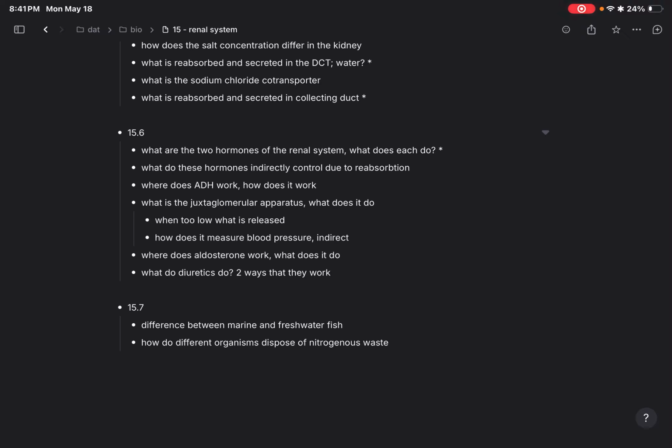So if the concentration is low, it will be like, we have too much water, we should absorb more water. Damn, it says it works there. So it monitors blood pressure and sodium concentration.